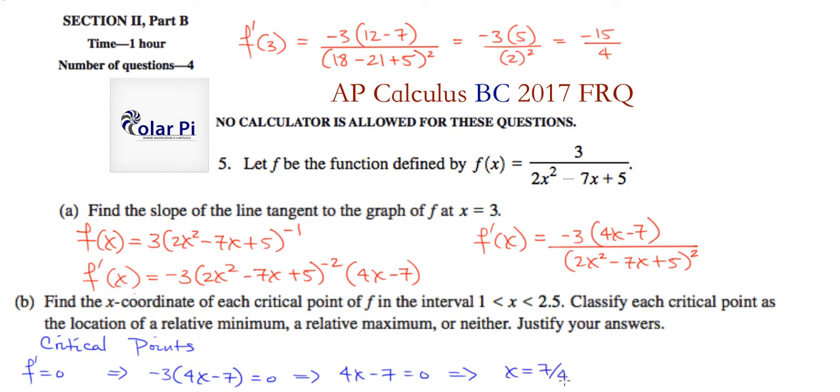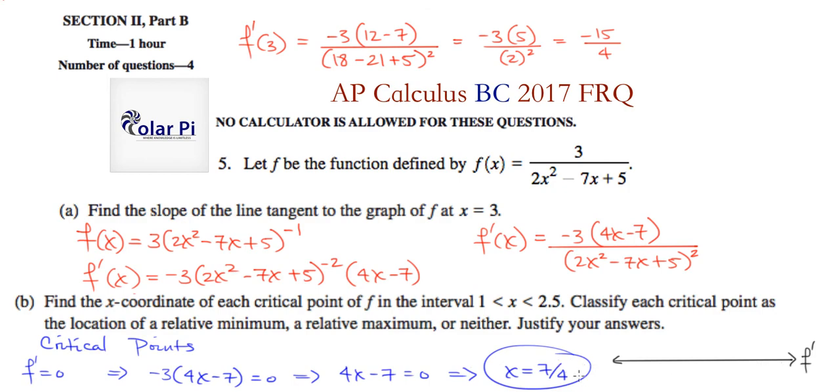Yeah? Okay, cool. Now, this is just us finding our one critical number in this interval, right? We still need to decide if it's a relative min or a relative max. So to do that, we have to do the number line analysis. So we draw a number line for f prime, and I'll do this in black. So this number line is for f prime.